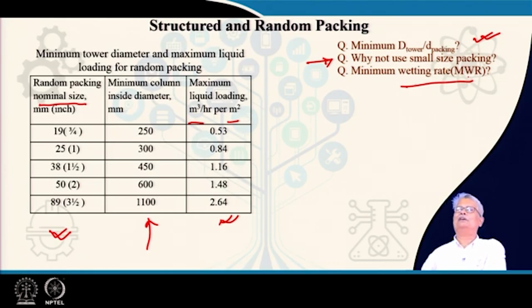So, quite naturally, if you are deciding on a bed, your liquid flow rate has to be reasonably above the minimum wetting rate. How will you define a minimum wetting rate? We will see later, but obviously, it is something like this. It is basically meter cube per hour per meter square of the tower area again.